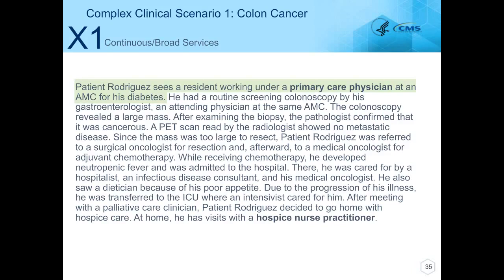So let's first highlight the clinicians that are categorized as X1, or the continuous broad services. In this, you can see that the patient is seeing a resident working under a primary care physician. So again, this physician is providing continuous broad services. Whether it's occurring at an academic medical center or not, the relationship is really the key. And at the bottom of this paragraph, the patient is seeing a hospice nurse practitioner who is also coordinating broad services and doing so in a continuous manner. Next slide, please.